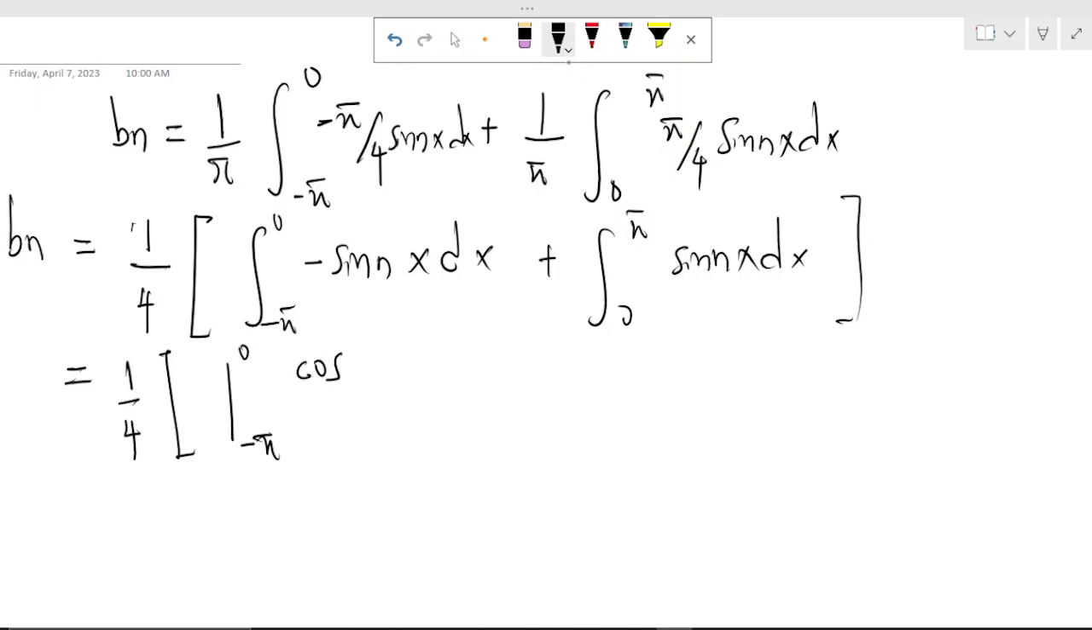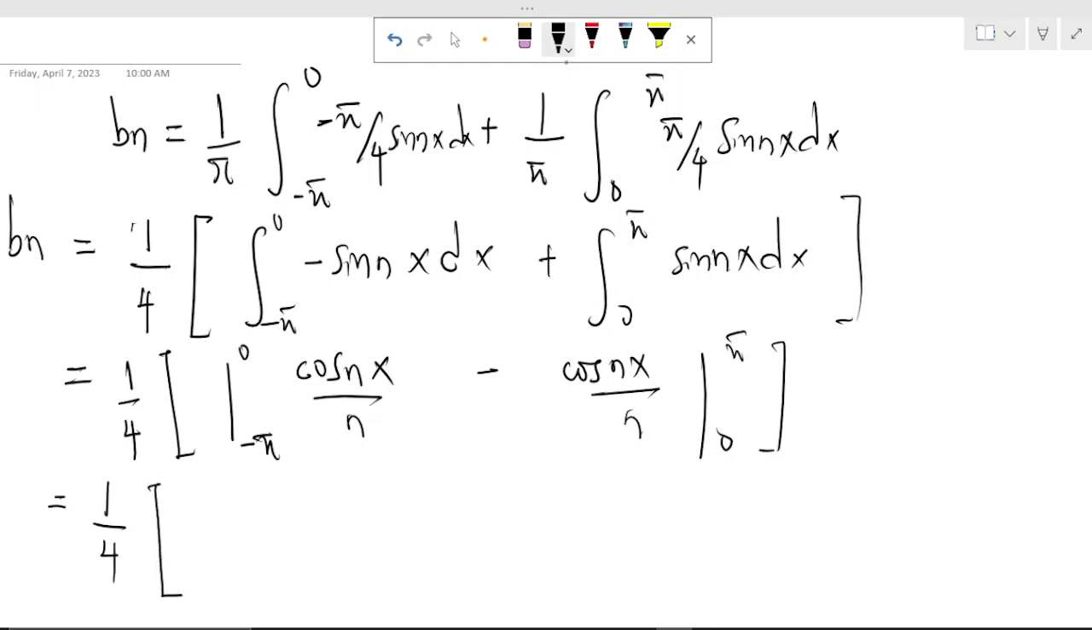So this gives us cos nx over n, then plus minus cos nx. Oh, let me just factor out the negative sign. So this gives us minus, going from 0 to pi. So now let's plug in our limits. So we have 1 over 4, 1 over 4, so we have cos n0 over n minus cos n minus pi all over n.